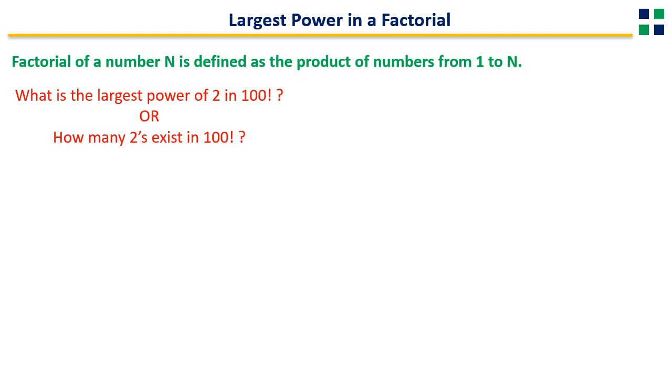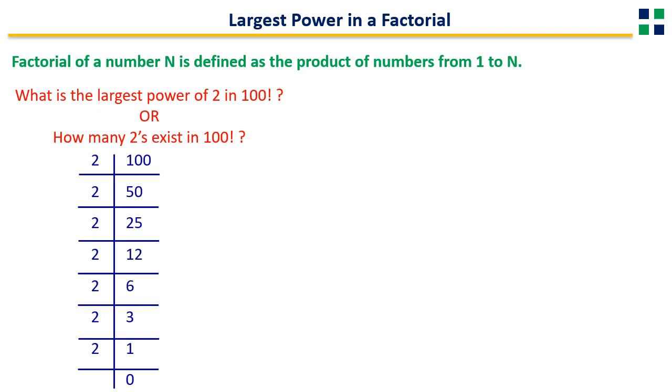I will tell you the shortcut method to determine this. We have to successively divide the number 100 by 2 like this. So if I divide 100 by 2 successively, I get the quotients as 50, 25, 12, 6, 3, 1 and 0 like this. Here we are not interested in the remainder. We are only interested in the quotients that we get. Why are we dividing it by 2? Because we want to find out what is the largest power of 2 in 100 factorial. Hence we are dividing the number 100 by 2.